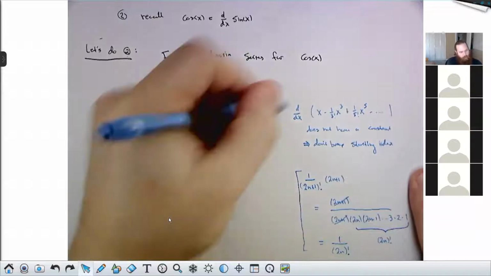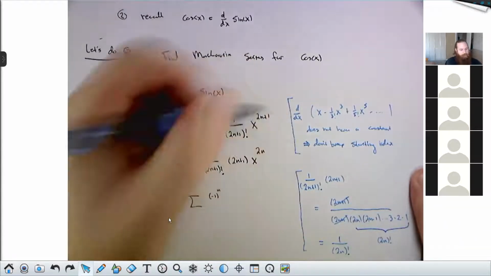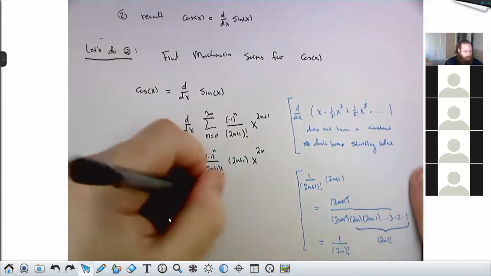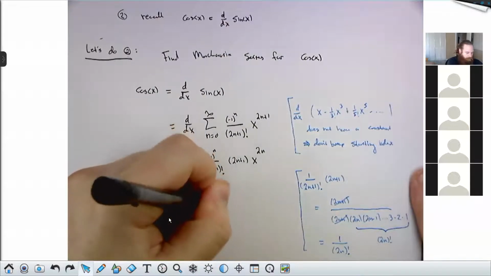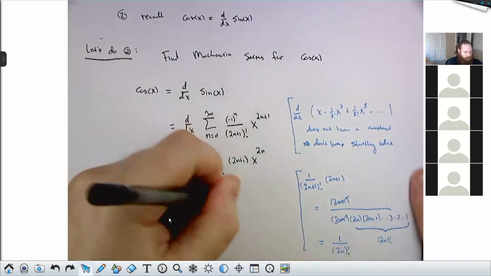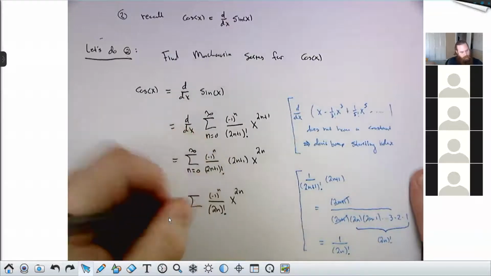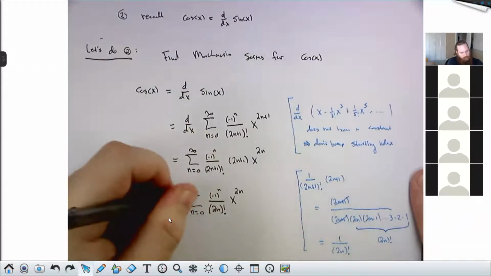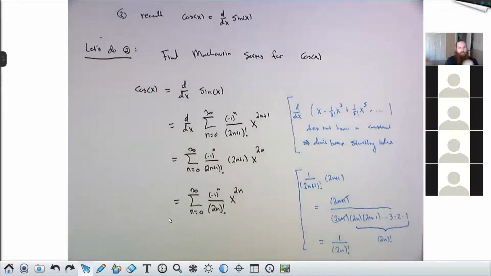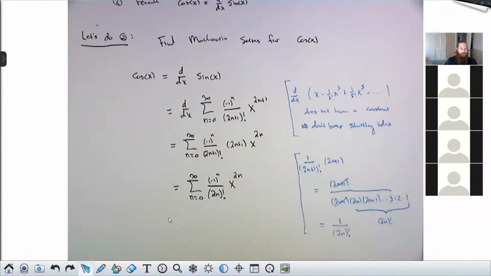These are two little bits of side work. And that means that what we have here is x to the 2n over 2n factorial, and we didn't need to bump our starting index because the series we were differentiating doesn't have a constant term. So this is the power series for cosine. This is the Maclaurin series for cosine.